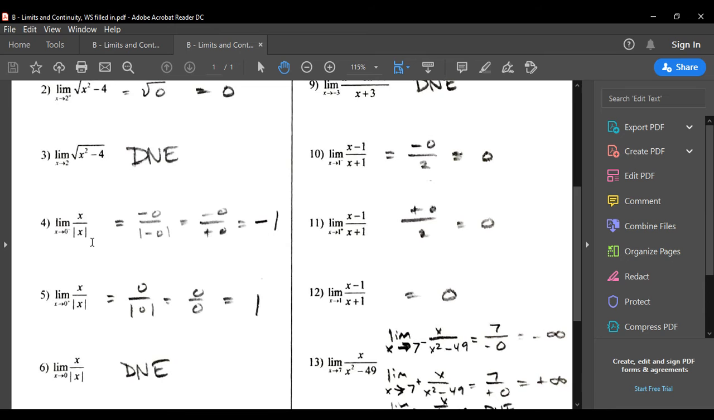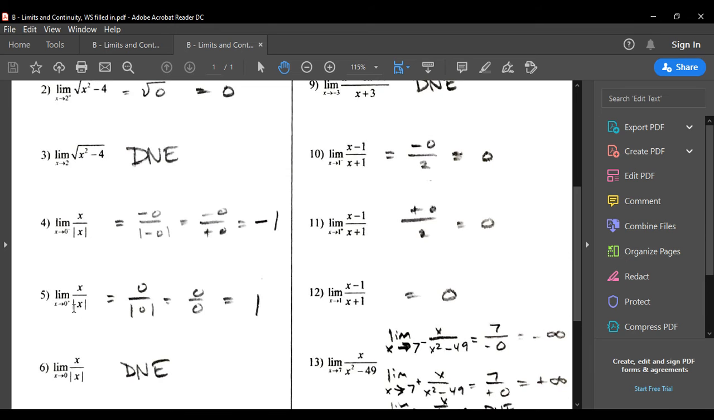All right, let's take a look at number 4. As x approaches 0 from the negative side, x is a very small negative number, and then I'm taking the absolute value of a very small negative number. The numerator stays a very small negative number, but the denominator, since it's an absolute value, becomes a very small positive number. So a very small negative over a very small positive, if they're the same number, would be equal to -1.